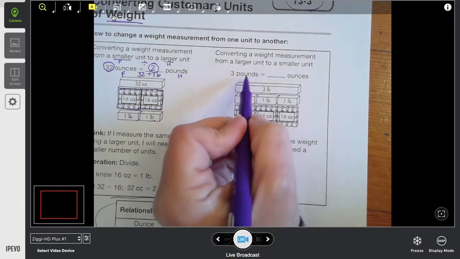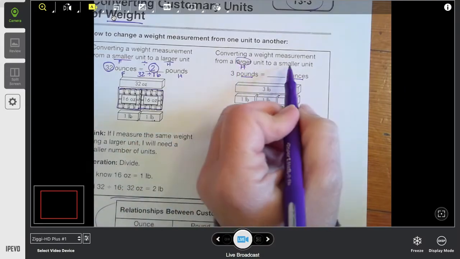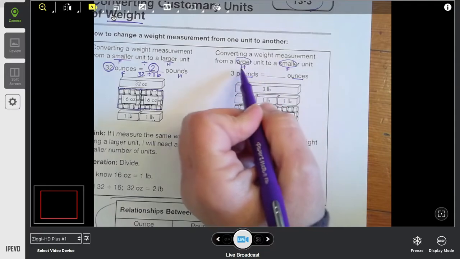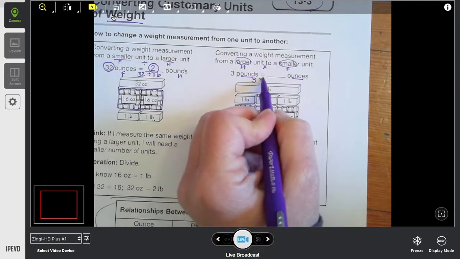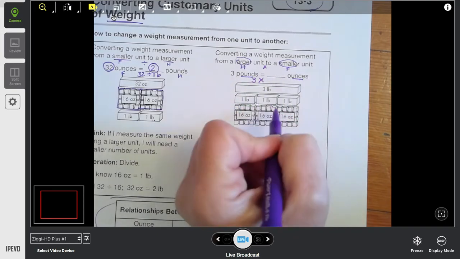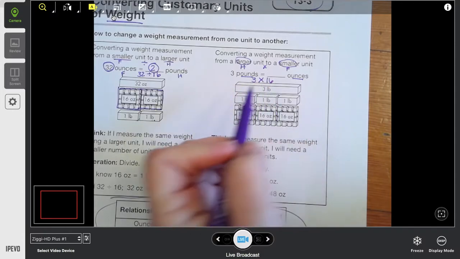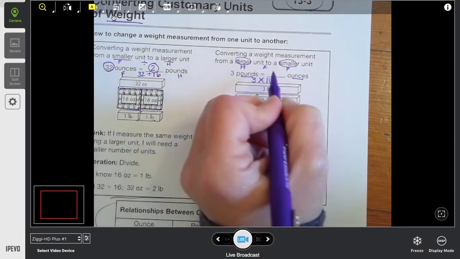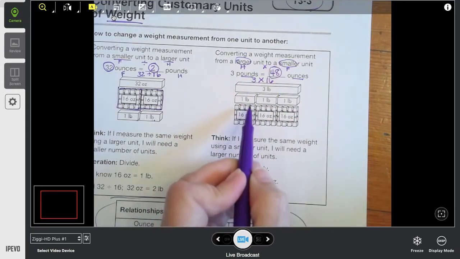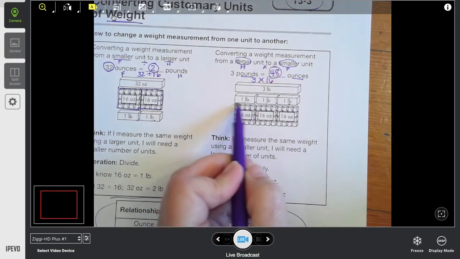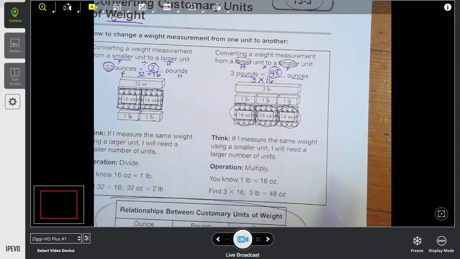The next one has pounds to ounces. So we're going from a larger unit, the horse, to the smaller unit, the fly. Horse to fly, multiply. So we're going to take those 3 pounds and multiply it by how many ounces are in a pound. 16 ounces make a pound, so 3 times 16 is 48. 48 ounces is 3 pounds. Here's your 3 pounds, and each one of those pounds is 16 ounces. So 3 times 16 is 48.